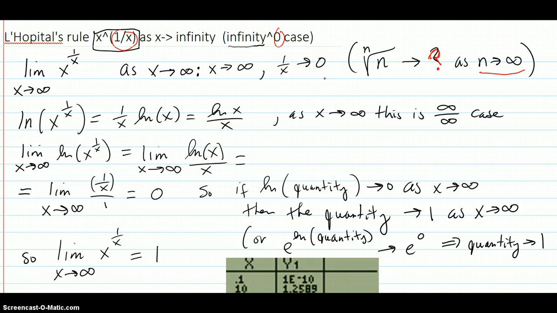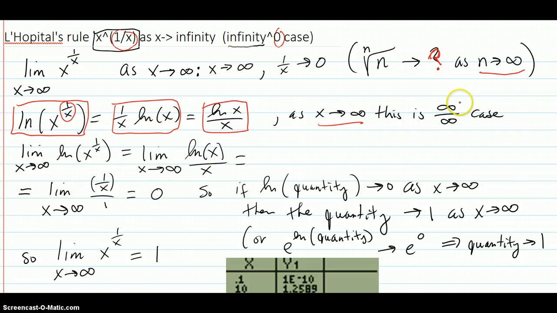But if we take the log of x to the 1 over x, then by the power rule for logs, 1 over x can come to the front and give you this quantity, which is rewritten as log x over x. And as x goes to infinity, that certainly does now satisfy the infinity over infinity case, because log goes to infinity and so does x.